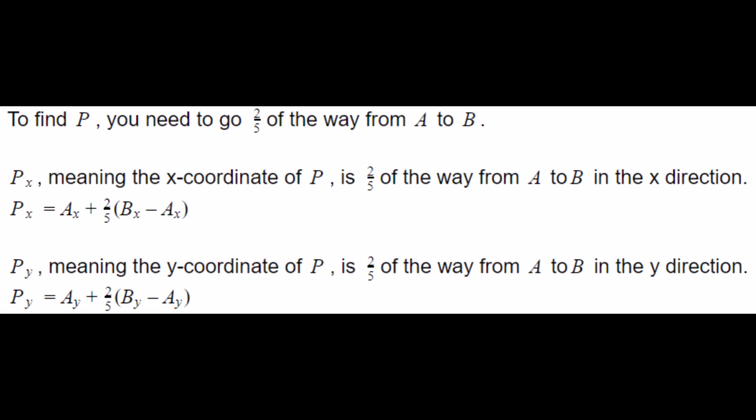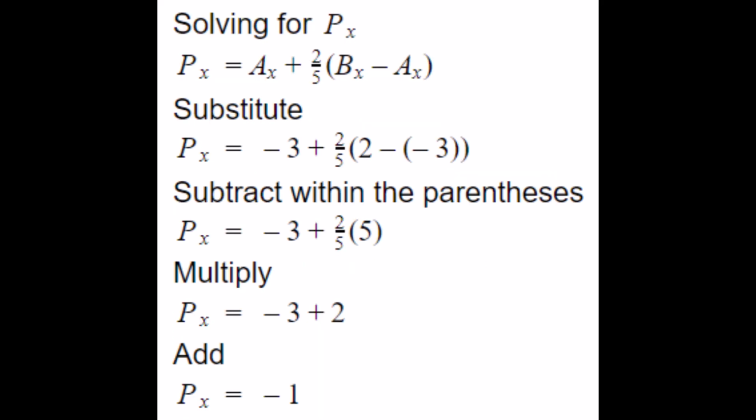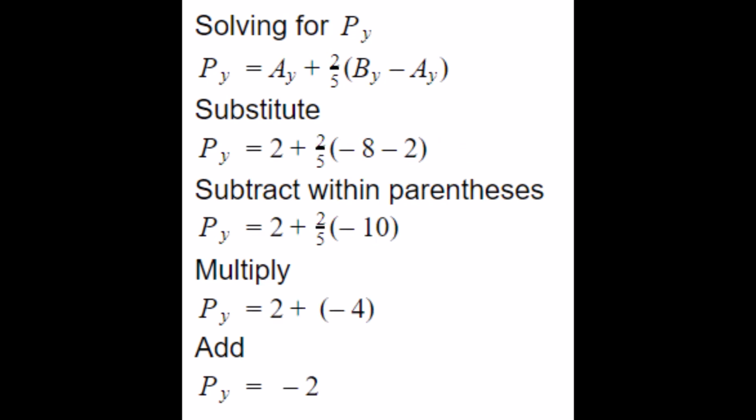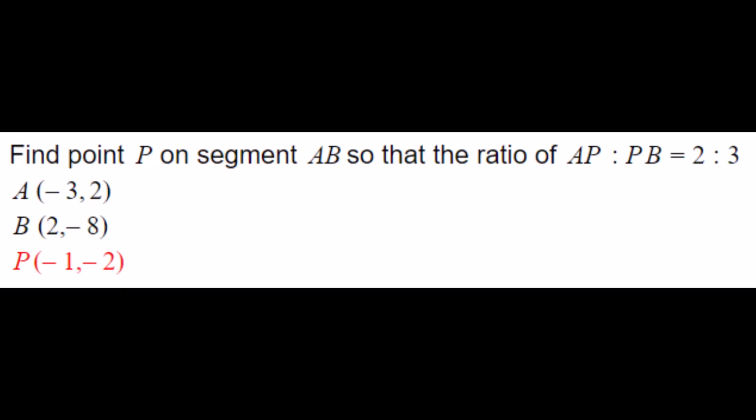Substituting into these equations gives us Px equals -3 plus 2/5 times 5, which is -3 plus 2, which is -1, and Py equals 2 plus 2/5 times -10, which is 2 plus a -4, which is -2. This gives us Px equals -1 and Py equals -2, which means point P is located at -1, -2.